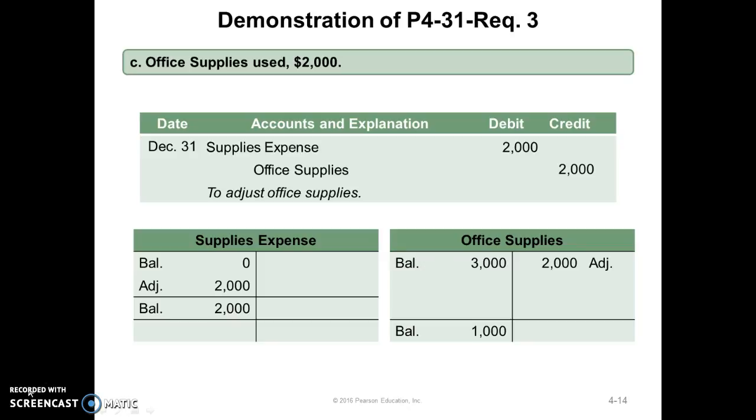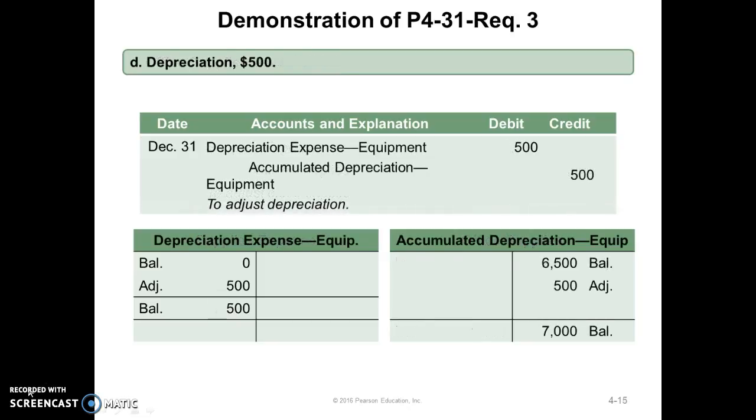And that is because, as I've probably stated too many times, we've used 2,000 of office supplies. When you use the office supplies is when you can expense it. We have depreciation of 500. We already had accumulated depreciation throughout the years of equipment of 6,500. We're adding another 500. It seems like we get 500 of depreciation each year. So now the accumulated depreciation, all the depreciation we've taken over the years, is a new balance of 7,000, and we have 500 of depreciation expense for the year.